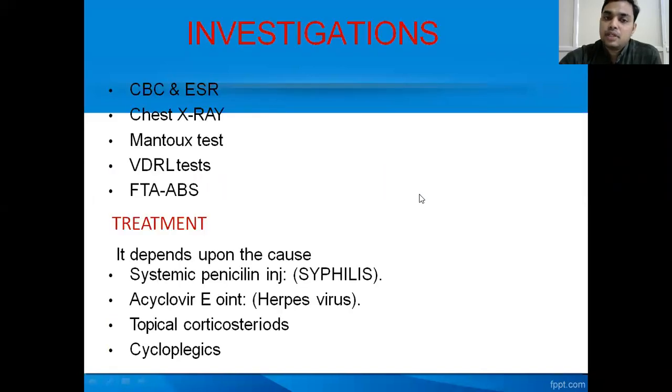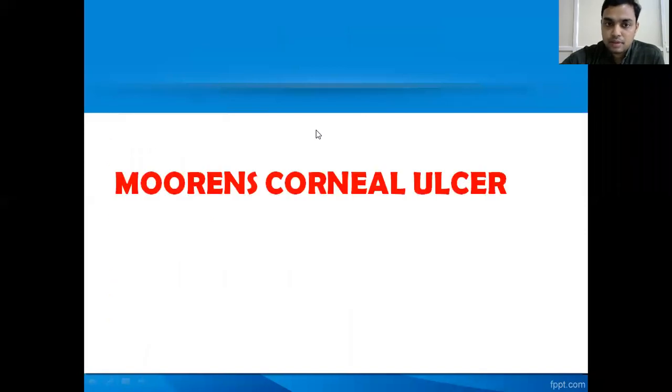By definition, only the cornea stroma is infiltrated, and there is no primary involvement of the epithelium and the endothelium in case of interstitial keratitis. So, Mooren's corneal ulcer is an immune-mediated corneal ulcer. Whereas bacterial, fungal, viral, and acanthamoeba ulcers are infective corneal ulcers. Mooren's corneal ulcer is an immune-mediated corneal ulcer.